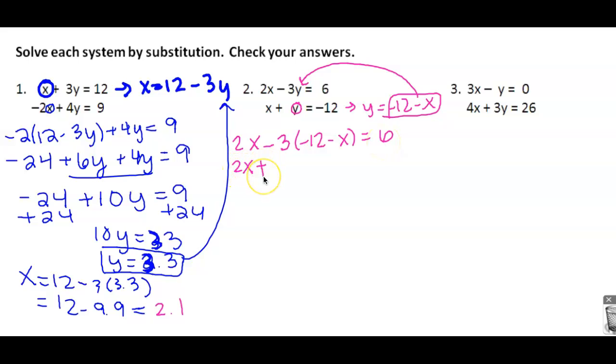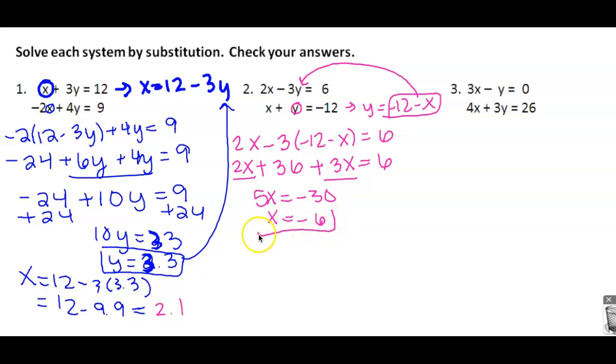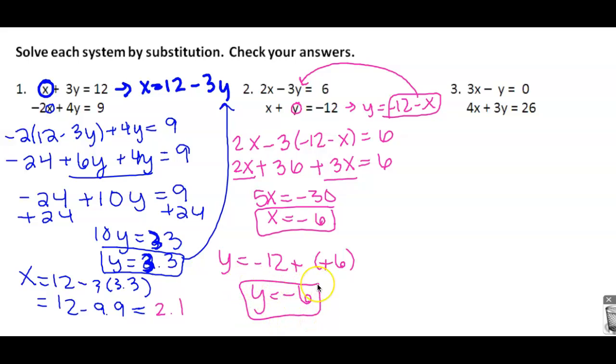2x plus a negative times a negative gives a positive 36 plus a positive 3x equals 6. Combine like terms on the left, so you get 5x. Subtract 30 to the right, so you get negative 30, or x equals negative 6. Plugging that negative 6 back in, you get y equals negative 12 minus a negative 6, so it's like a positive. So negative 12 plus 6 gives negative 6.